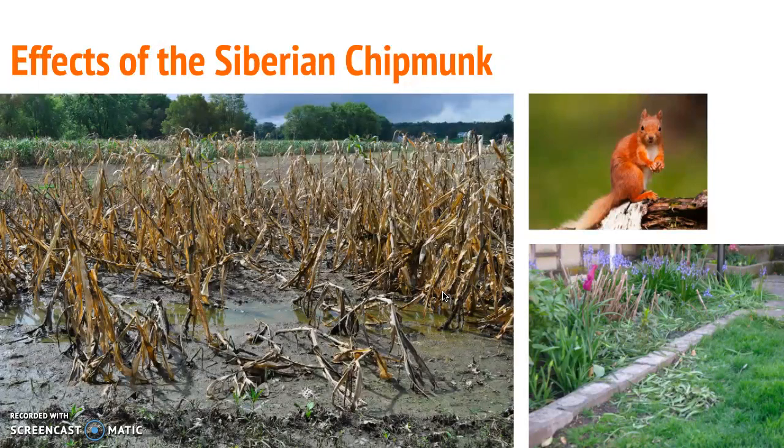Effects of the Siberian chipmunk. So the Siberian chipmunk has a harmful effect on the environment since it eats crops and damages gardens. These are crops and damaged gardens. For example, in Russia, they eat approximately 50% of the forest nuts. Siberian chipmunks also compete with other small native animals: the red squirrel, this is a red squirrel right here, the wood mouse, and bank vole, and low-nesting birds. And lastly, this species has been known to be a prominent carrier and spreader of Lyme disease.